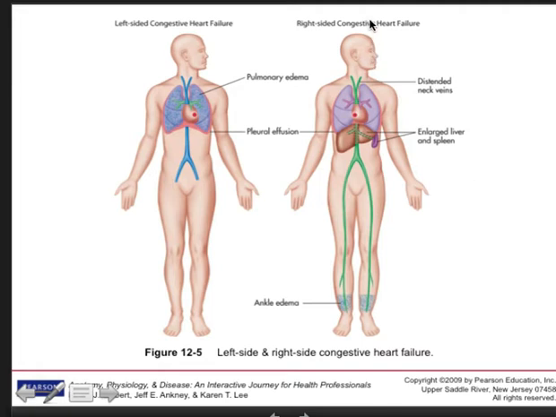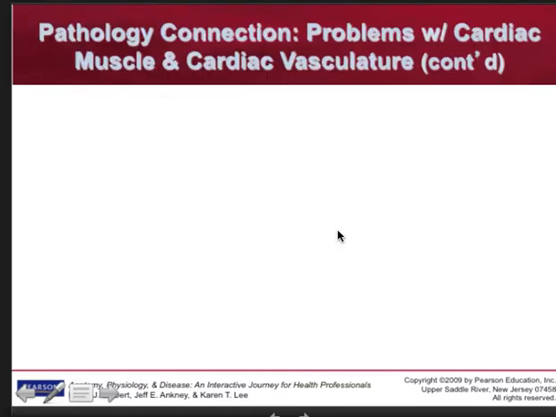Okay, so let's note here, left-sided congestive heart failure, right-sided congestive heart failure, and the differences between the two. So right-sided congestive heart failure: peripheral edema, hepatomegaly, splenomegaly, and it's this side of the heart that can't keep up. And in left-sided congestive heart failure, you have a problem with effusion into the pulmonary compartment.